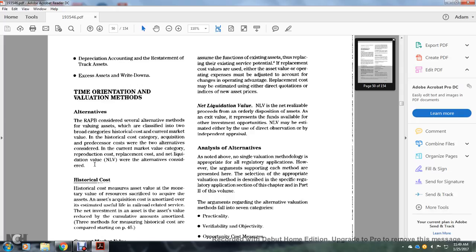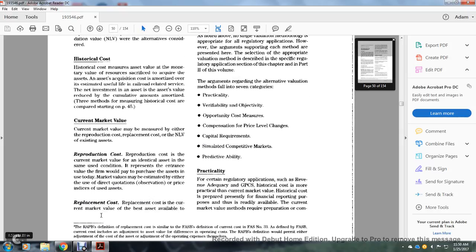The Railroad Accounting Principle Board surveys the alternative methods of valuing the asset, classified into 2 broad categories: historical cost and current market value. Of the historical cost category, acquisition and predecessor cost are the 2 alternatives considered. Of the current market value category, the reproduction cost, replacement cost, and net liquidation value are the alternatives considered. Historical cost is measured by the asset value with the monetary value of the resource sacrifice required by the asset acquisition cost, amortized by the estimated useful life of the railroad-related service, so net investment is the asset value reduced by the cumulative accounts amortized. The 3 methods of measuring historical costs are compared on page 45.